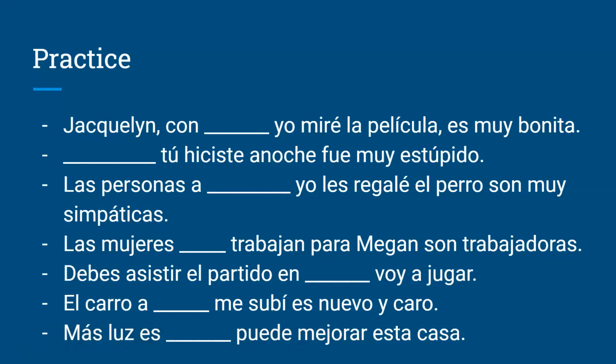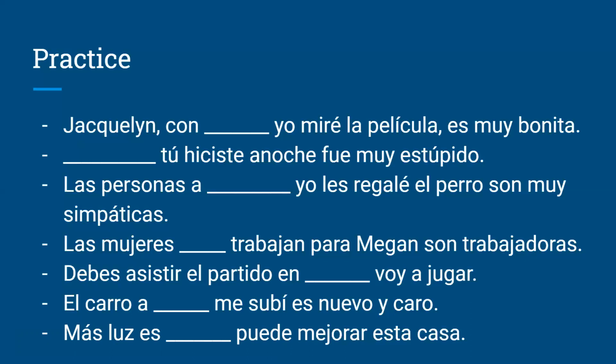All right, second to last one. The car that I got into is new and expensive. Are we talking about a human being? No. Are we talking about a clearly defined thing? Yep, it's a car. Therefore, again, we're going to go with que.